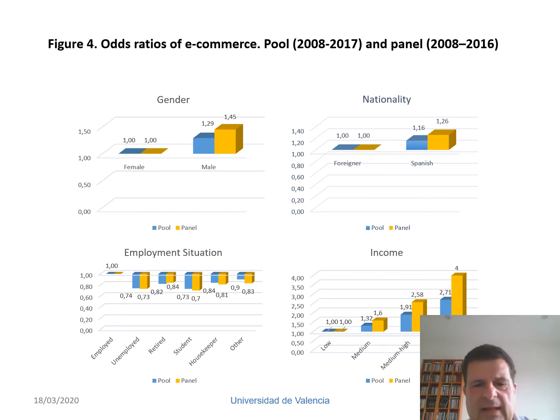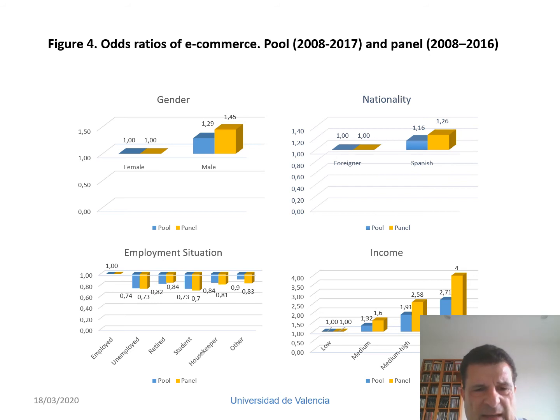Now, if we look at some of the graphs here, the coefficients estimated in table 2 are represented. Those coefficients are what you see here. With respect to gender, you see that in the pool and in the panel estimation, the pool is the blue and the panel is the yellow, and those are pretty much the same.